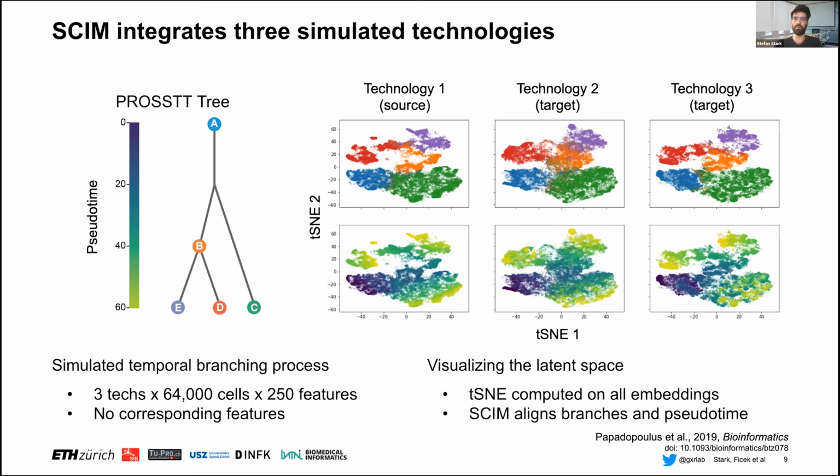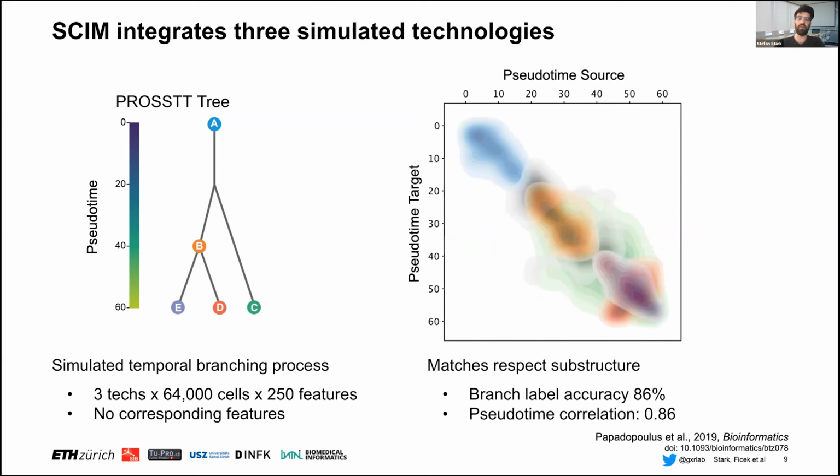So this is the first step of SCIM to produce this integrated latent space. And then next we investigate the quality of the matches made by SCIM in its second step. So here we show a density plot that shows the alignment of pseudotime information across matched cells between a source and target technology. This is computed over a scatter plot where each point represents the pseudotime values of a single match. Correctly matched pairings with correctly matched branches are colored by the branch label, and incorrectly matched branches are shown in gray.